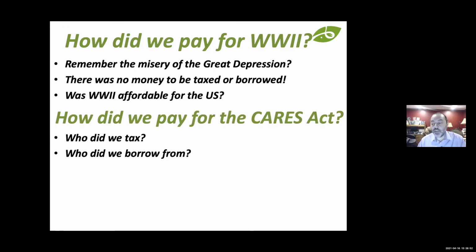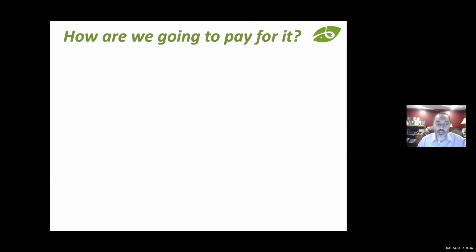Same thing with the CARES Act. When the pandemic started, nobody in the US Congress asked, where's the money going to come from? Who are we going to tax? Who are we going to borrow from? It was a 100% consensus that we need to spend this money to deal with the pandemic. And there was, as you can see, no risk of inflation.